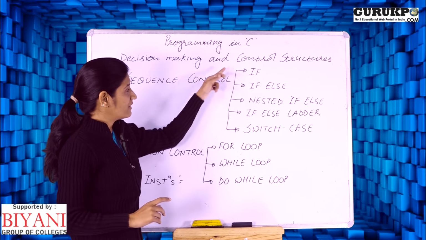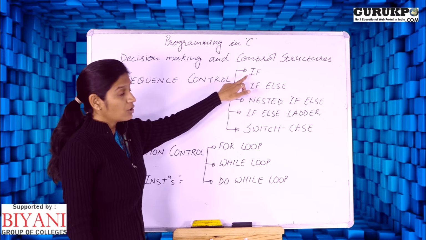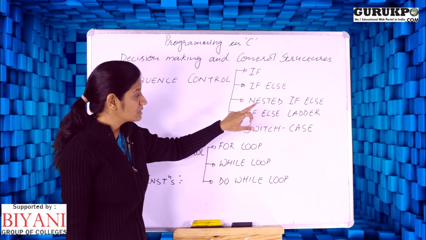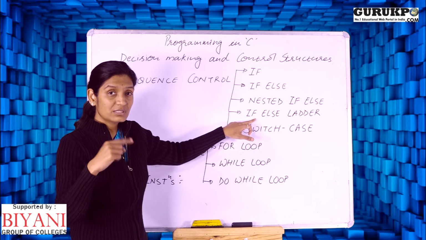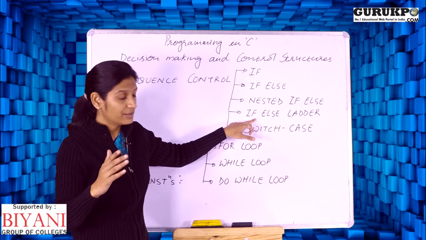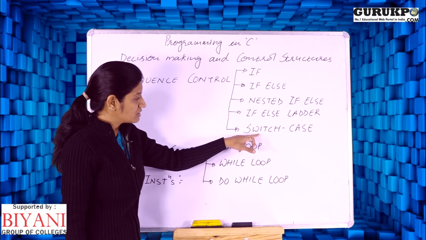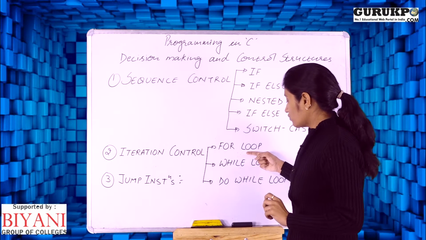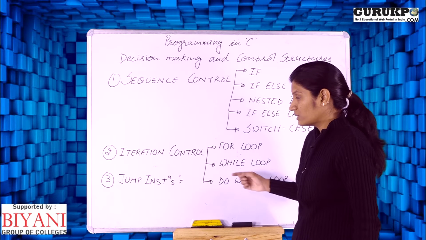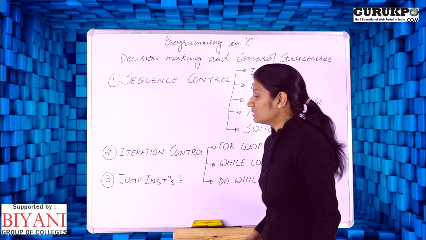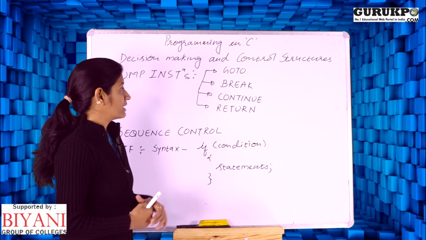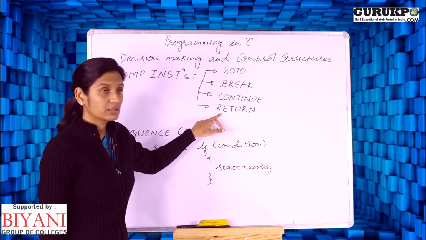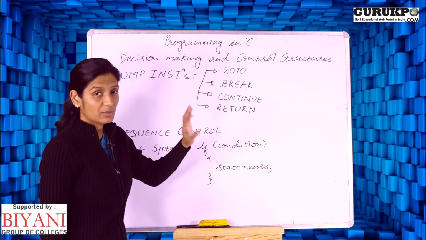Further, sequence control is divided into 5 categories: logical if, simple if else, nested if else ladder, meaning if condition else condition, and switch case. This is a special case. There are 3 variations of iteration control structures: for loop, while loop and do while loop. Jump statements we will see in the next slide. The jump instructions category is, first is goto, then break, continue and return. So these are the basic types of jump instructions.